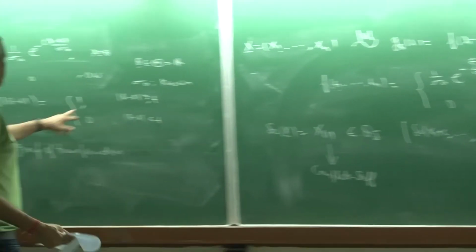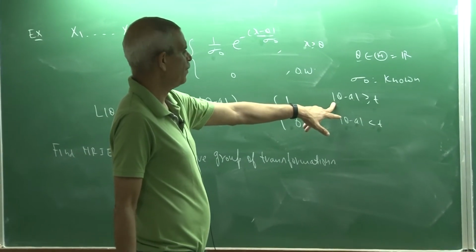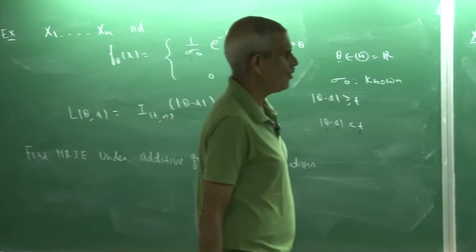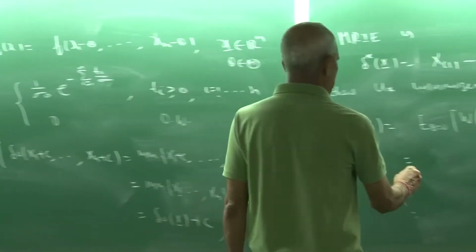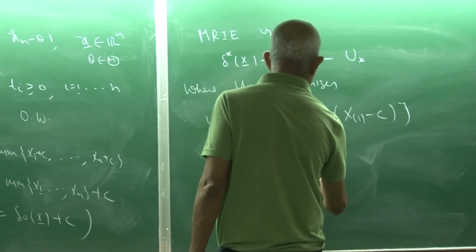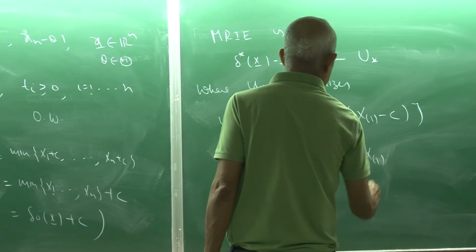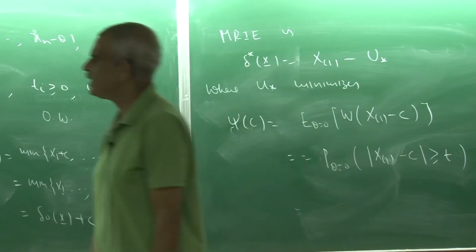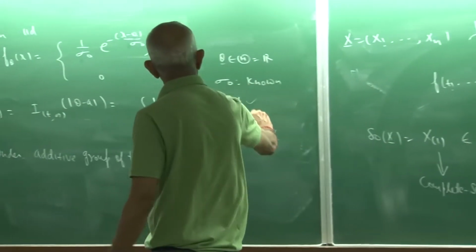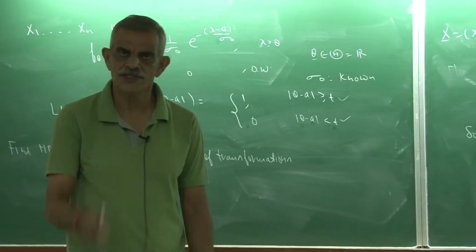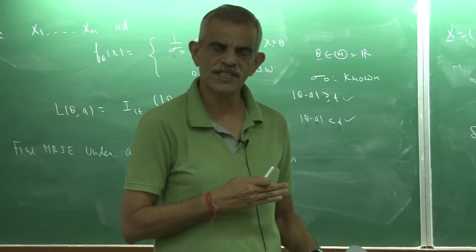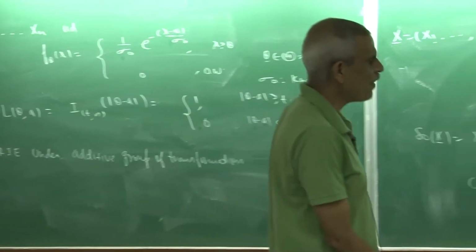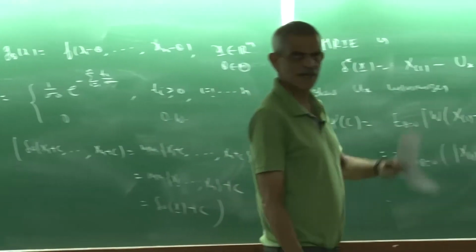Now you can see my W of x is 1 if mod of x is greater than or equal to t, 0 otherwise. So this will be the same as the probability under theta equal to 0 that mod of x1 minus c is greater than or equal to t. Now note that in this loss function t is a fixed quantity which is given to you. There is a threshold which tells you that below it the loss is 0 and above it the loss is 1. So I have to find the c which minimizes this.